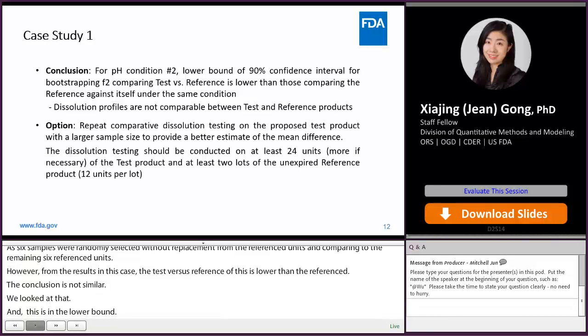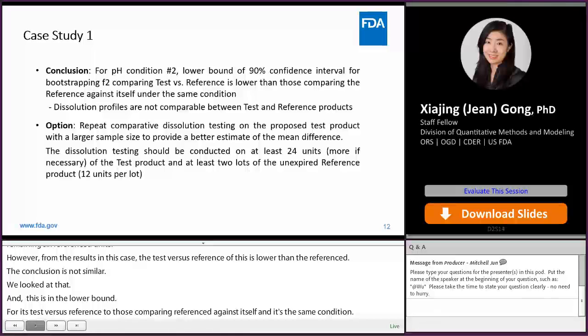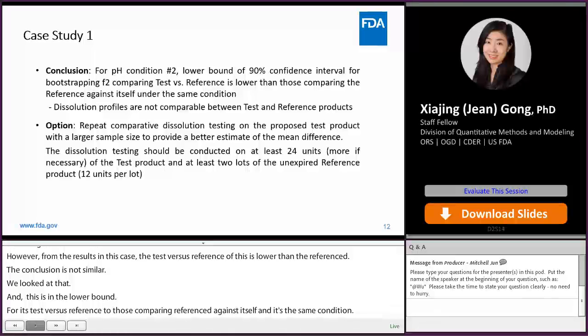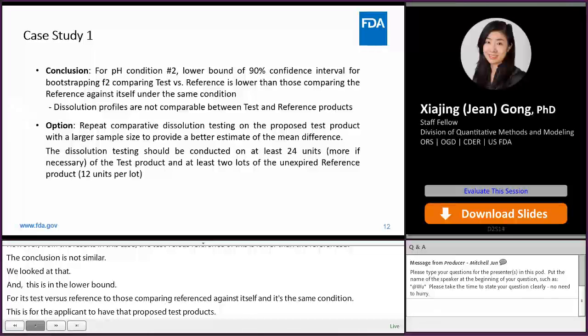The option for the applicant is to repeat dissolution testing on the proposed test products with a larger sample size to provide a better estimate of the mean difference. Specifically, the testing should be conducted on at least 24 units, more if necessary, of the test product, and at least 2 lots of the unexpired reference products with 12 units per lot.